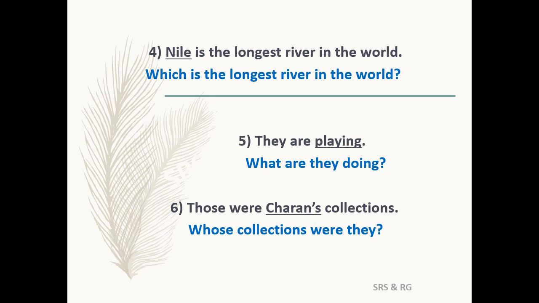Let's pass on to the next example. The fourth one is, Nile is the longest river in the world. Here the underlined word is Nile. That refers to the selection of a place or thing. Whenever we have to select a place or thing, then we have to go for which. So which, then the auxiliary verb, then the subject. Which is the longest river in the world?